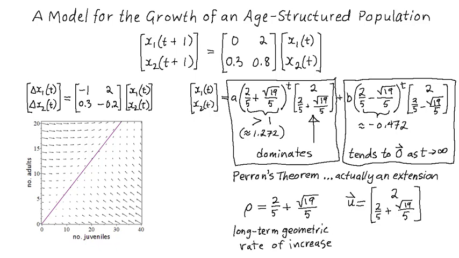When the dominant eigenvalue is greater than 1, the age-structured population eventually grows without bound. And when it's less than 1, the age-structured population will eventually tend toward extinction.